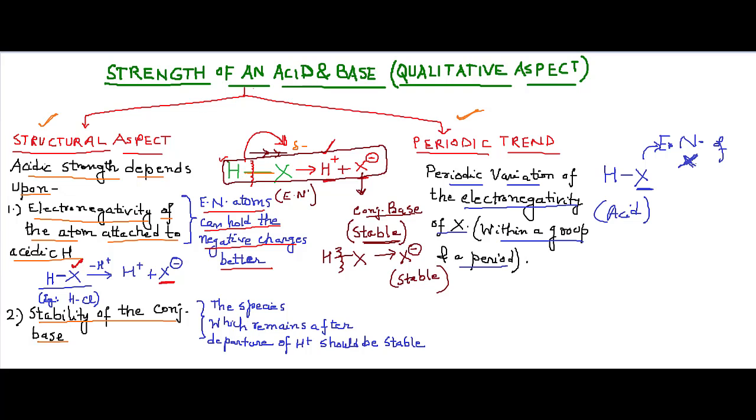Okay, so hope you understood both these structural as well as periodic trends, the structural aspect as well as the periodic trend, to determine the qualitative aspects for the strength of an acid and a base. So hope you understood these two factors and hope it helps. Thank you.